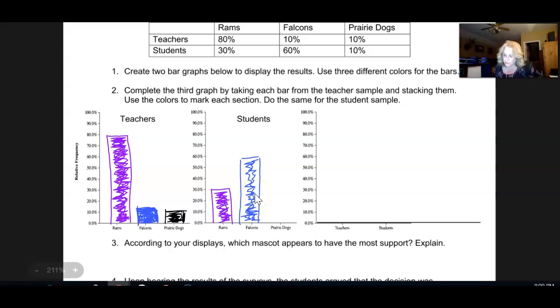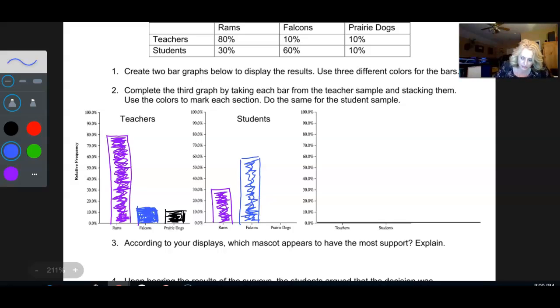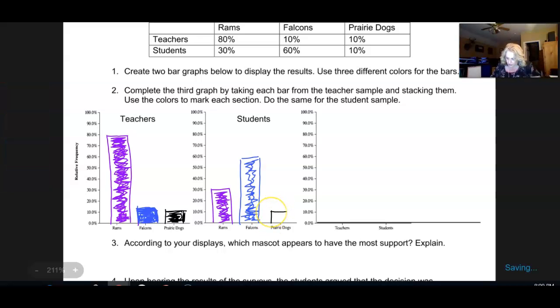Okay, and then Prairie Dogs, 10% of the students said Prairie Dogs. So we had weird students too, so that's exciting. All right, so 10% of the students said Prairie Dogs. Okay, and so those are just side-by-side bar charts. So that's what that side-by-side bar chart looks like.